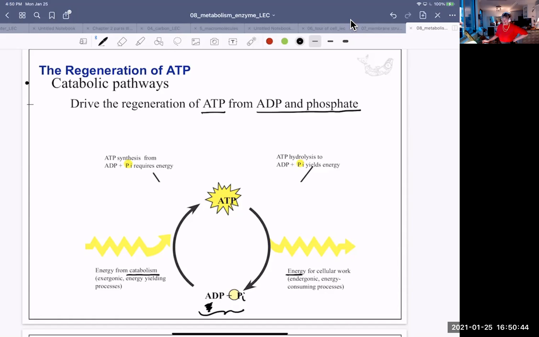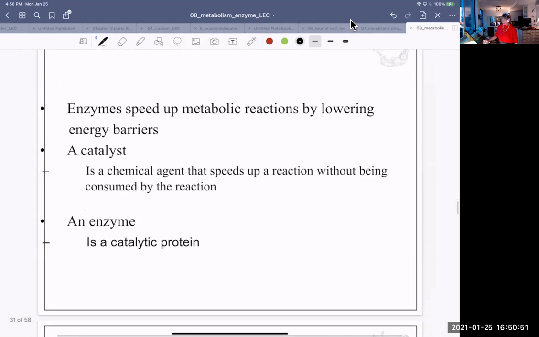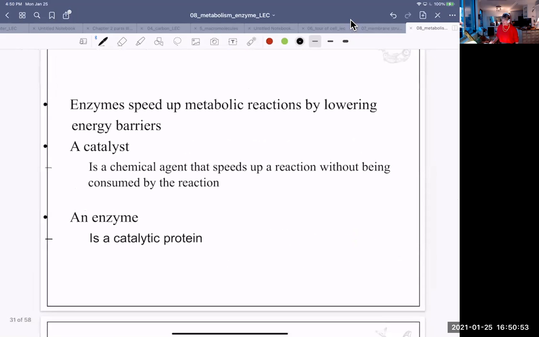So, how can we speed things up? Well, we do it by a catalyst. There are other catalysts other than enzymes, but enzymes are catalysts. In this case, it's a chemical agent that speeds up a reaction without being consumed. So that is an enzyme, a catalyst, chemical agent.